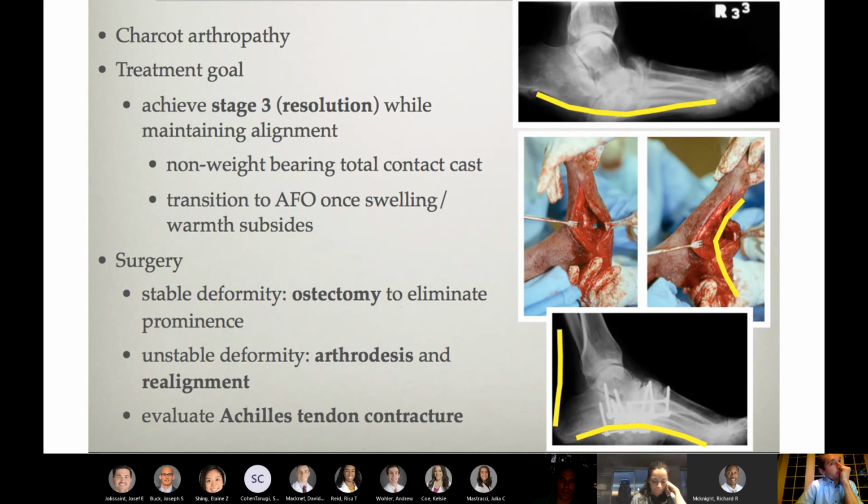So again, what you're trying to do is recreate the alignment of the foot and take that pressure off of the midfoot area. You have to do a tendo-Achilles lengthening. That's probably one of the mainstays of this, is getting the heel back down. And then we don't do plantar plating. We tend to do beams and bolts or frames if they have an ulcer.